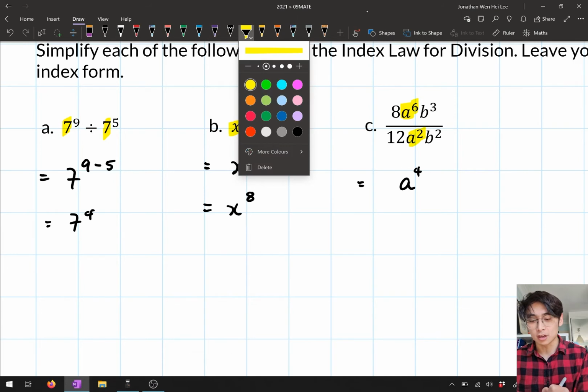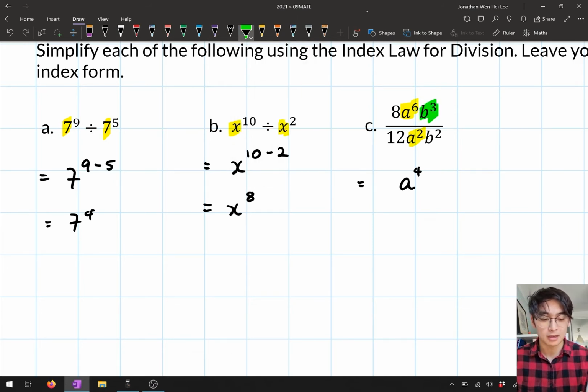And I've also got my b terms, which have the same base. So here I've got b to the power 3 divided by b to the power 2. Let me write the full working out. So that's a to the power 6 minus 2, and b to the power 3 minus 2.